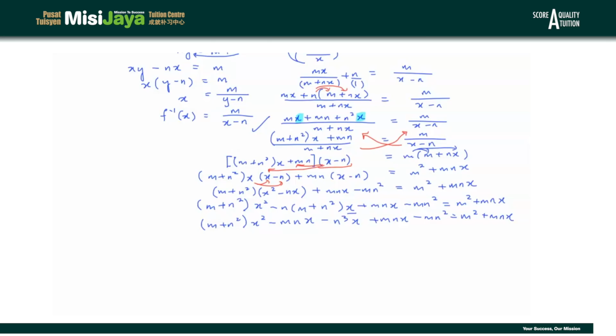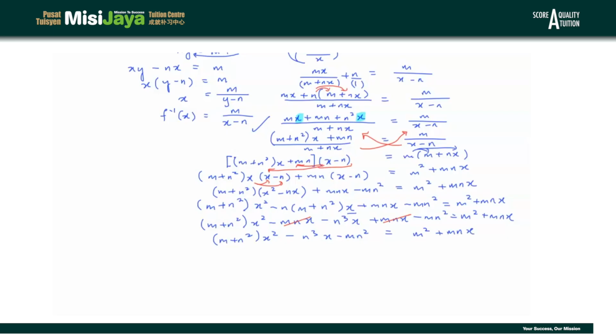Okay, so now you see what we can cancel. We can actually cancel this out and this, because minus mnx and plus mnx. So we have simplified a little bit. So let's continue. We have m plus n squared, and then the whole thing x squared, minus n cubed x minus mn squared equals m squared plus mnx.